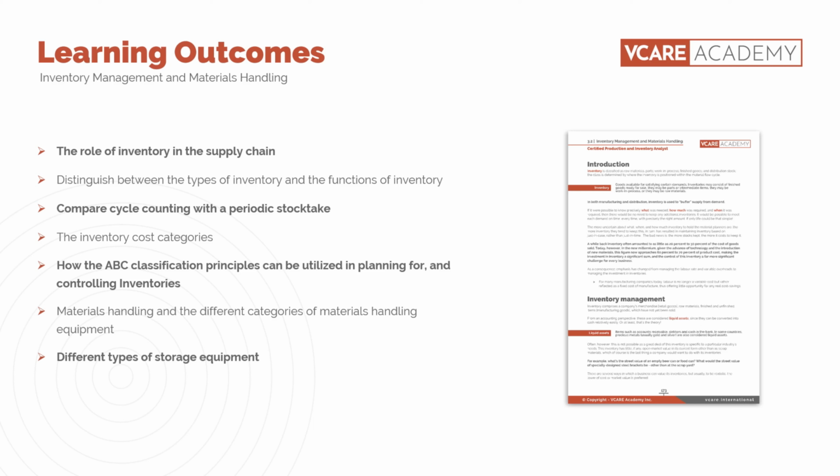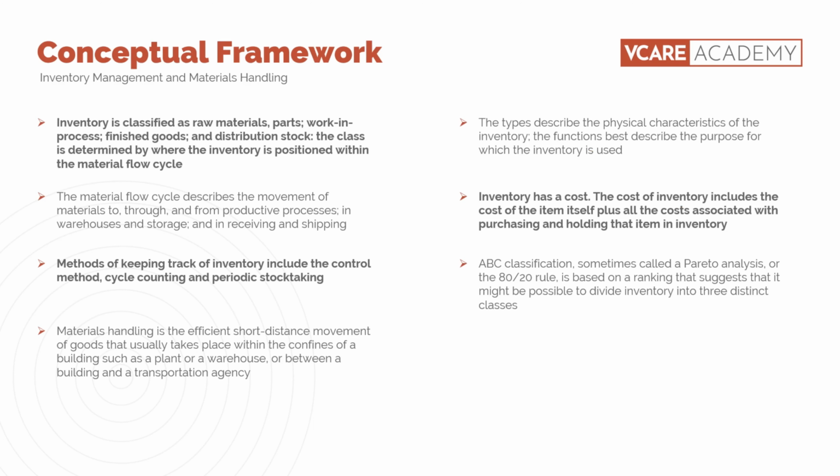Materials handling, and giving categories of the materials handling equipment and different types of storage equipment. The conceptual framework in this module: inventory and its classification as raw materials, parts, work in process, finished goods, and distribution stock. The class is determined by where the inventory is positioned in the material flow cycle. Type refers to the physical characteristics of inventory, and the functions best describe the purpose for which the inventory is used.